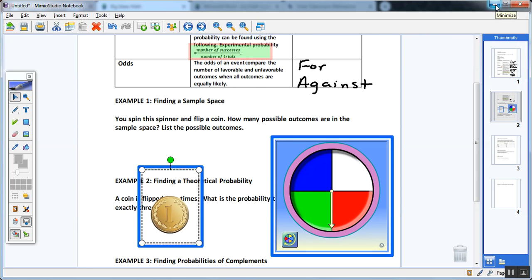Okay, kids, here we go. Let's just talk about this right here. It says you spin this spinner. How many outcomes are on this spinner? 4. And you flip a coin. It says how many possible outcomes are there in the sample space? And then it says list the possible outcomes. Okay. Well, kids, how many opportunities are here? 4. So if I spin this, I say, well, there you go.